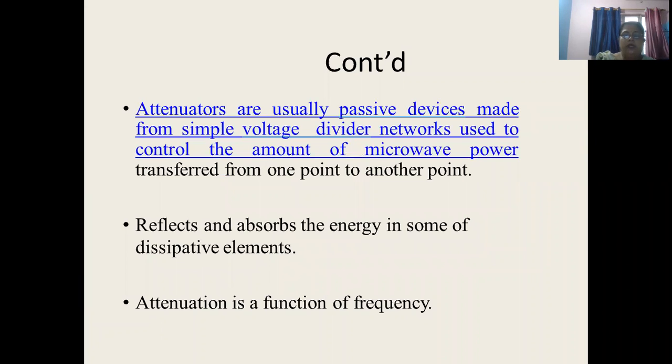Attenuators are usually passive devices made from simple voltage divider networks, used to control the amount of microwave power transferred from one point to another point. It reflects and absorbs the energy in some of the dissipative elements. Attenuation is a function of frequency.